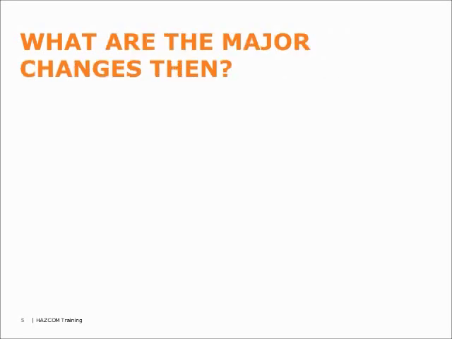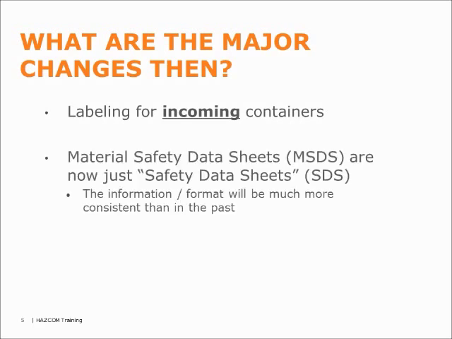So what are the changes? Labeling for incoming containers, once the implementation period is complete, will need to have all Globally Harmonized System elements, including pictograms. The material safety data sheets will be changed to safety data sheets and will be required to be presented in a more consistent and user-friendly 16-section format. Let's first look at the changes to the label elements.